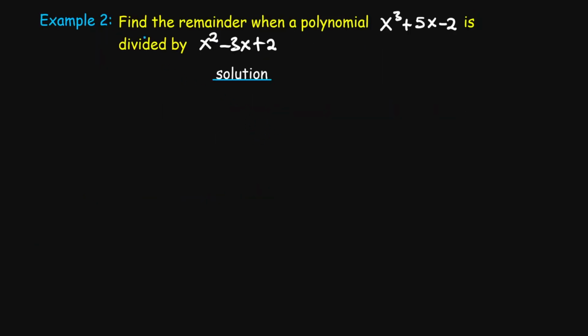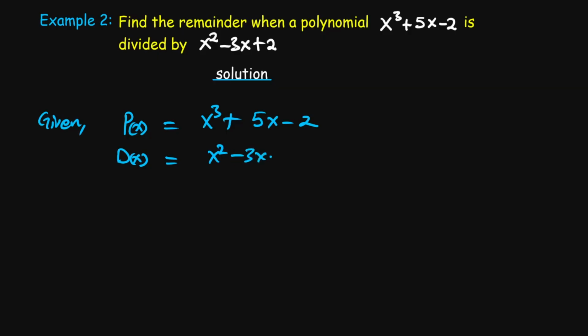Okay, example number 2. Find the remainder when a polynomial x cubed plus 5x minus 2 is divided by x squared minus 3x plus 2. So we are given a polynomial of x which equals x cubed plus 5x minus 2 and the divisor of x which equals x squared minus 3x plus 2. And we are required to determine or find the remainder.